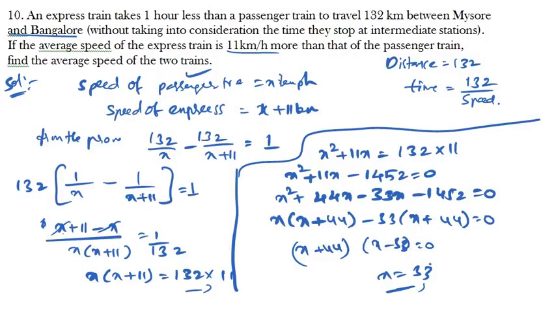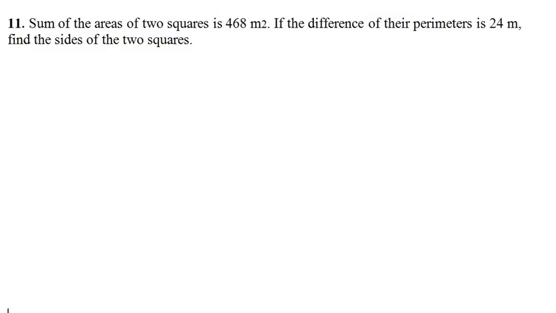Okay, this is the passenger train speed, and the express train speed is 33 plus 11, which is equal to 44. That is the answer here. Okay, so that was the 11th one's solution.